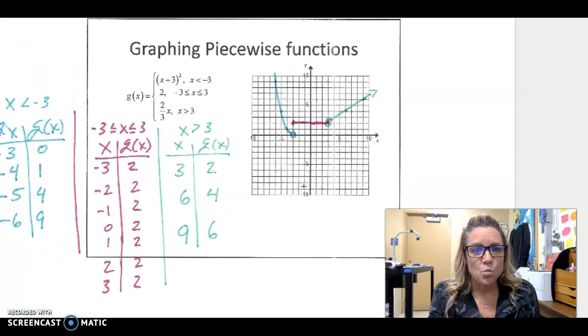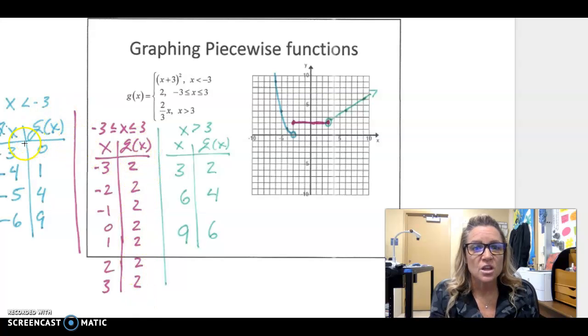All right, let's try one more of those. This one has 3 parts. So when x is less than negative 3, it's this much, or it's this function. If it's between negative 3 and positive 3, it's 2. And if it's greater than 3, it's 2/3 x. So this one in the middle is constant. That's this little line right here. And it's always 2. So if you fill in your t-chart, it's always 2.